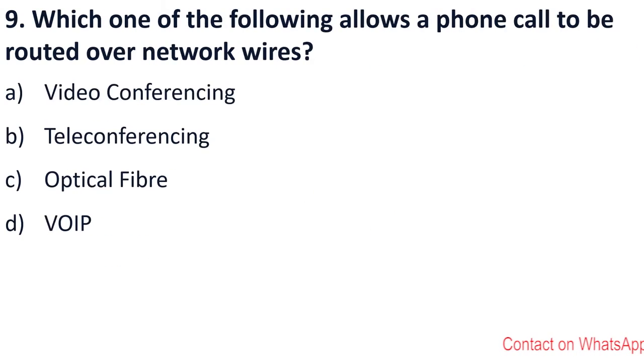Next is, which one of the following allows a phone call to be routed over network wires? The right answer is option D, voice over internet protocol. This has allowed us to make a phone call over a network.